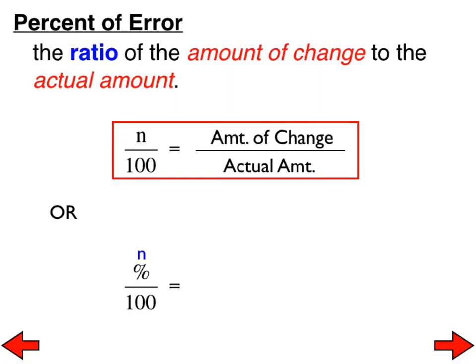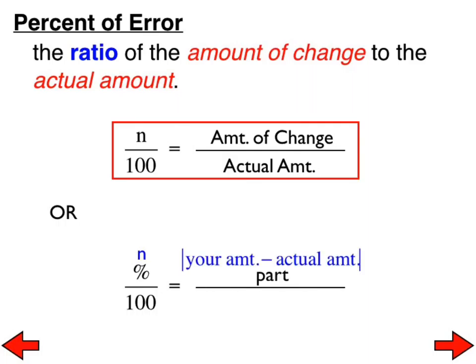So you can also think of it as percent over 100, which since we're finding percent, we don't know what it is, so we use a variable, and then part over whole. The part is going to be the absolute value, please write this down, with these vertical bars, absolute value of your amount subtracted by the actual amount. And then the whole is the actual. So yesterday was big minus small. Today is your amount minus actual amount, and then absolute value it, because we don't need any of those negative numbers.